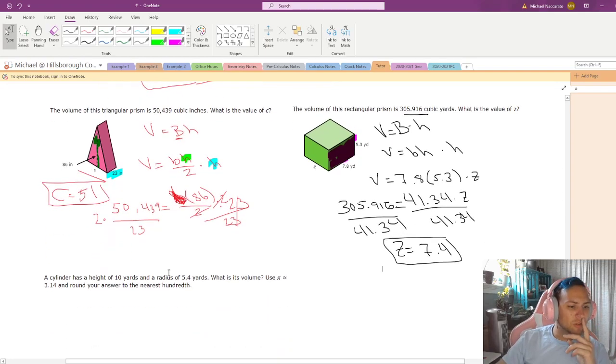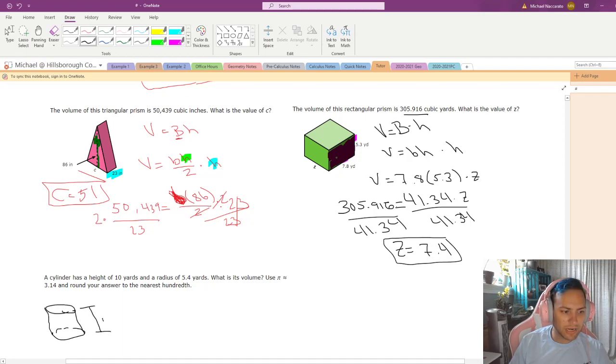All right, the last one you might expect to see tomorrow is one where they give it to you in words. They're not that complicated. You just got to make sure you draw the picture and understand what you're doing. So in this one, it says we have a cylinder. So we know that if we're drawing our cylinder, we draw a circle on top, come straight down, draw a circle on the bottom, make sure it looks nicer than mine. It says the cylinder has a height of 10 yards.